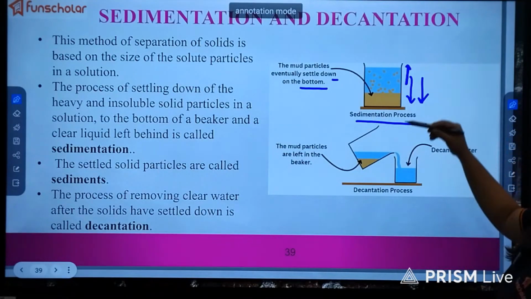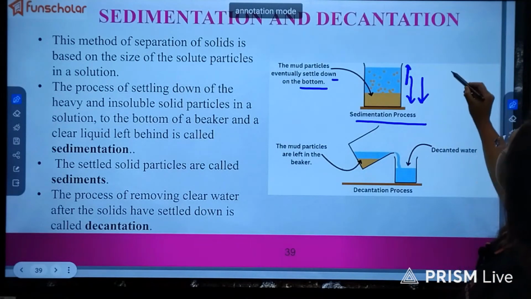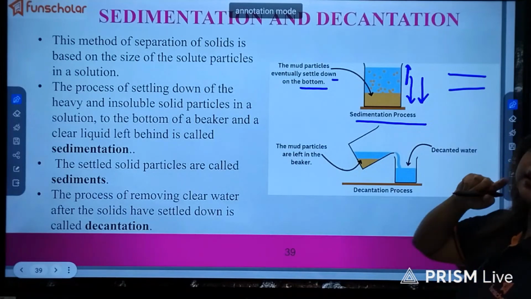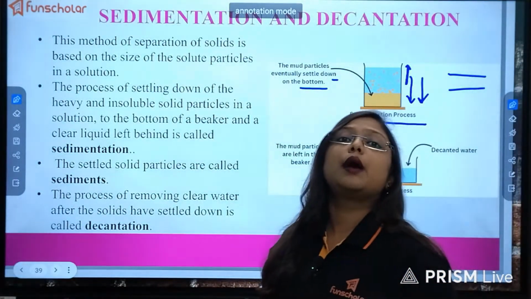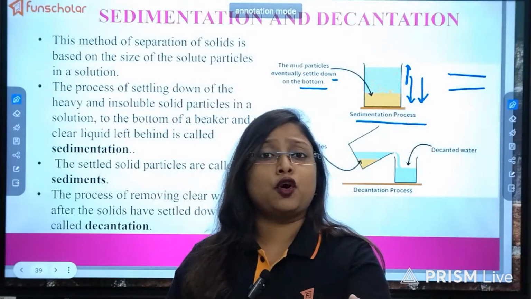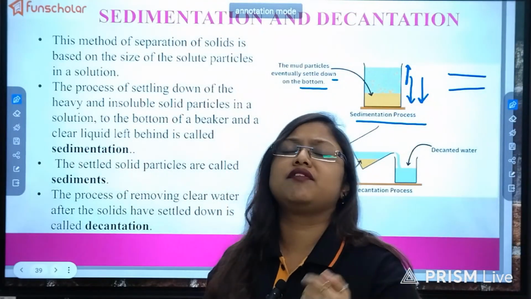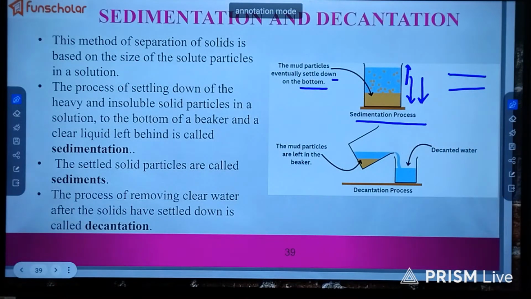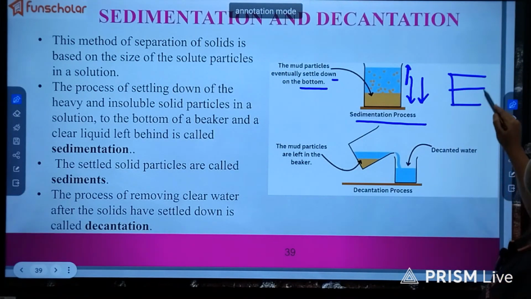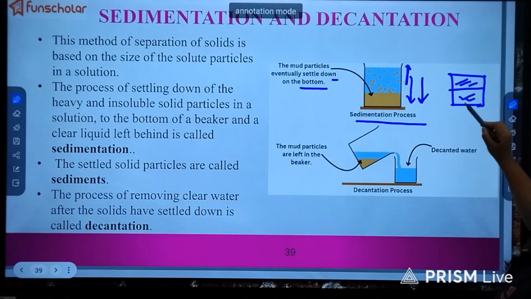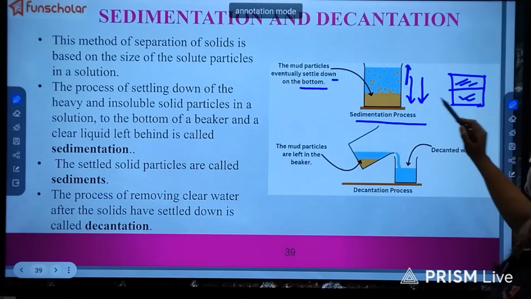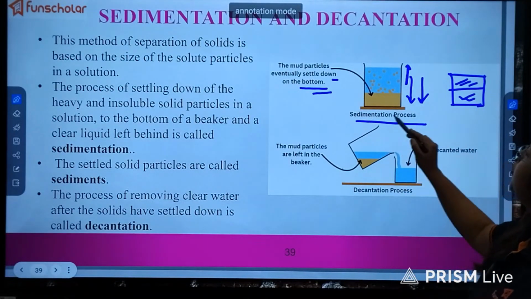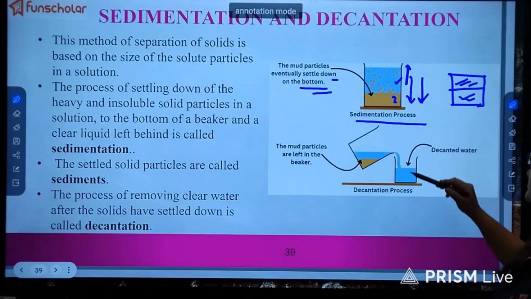and above that there will be clear water, or whatever the liquid is, most likely water, because if we are talking about muddy water, then definitely there is water there. Here you can see the water, and here you can see the muddy part or mud. Then here at the bottom you can see that as well.